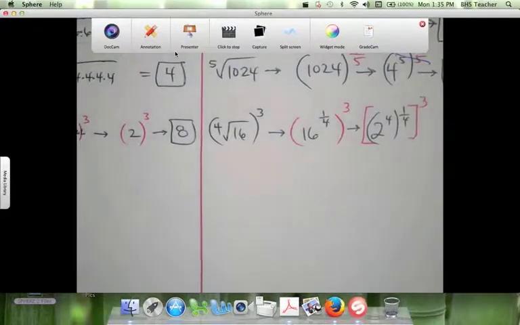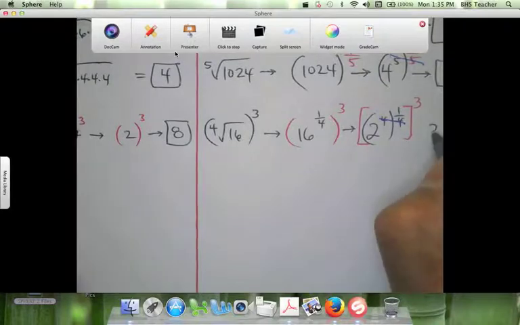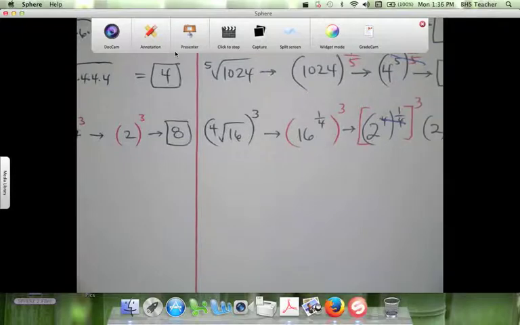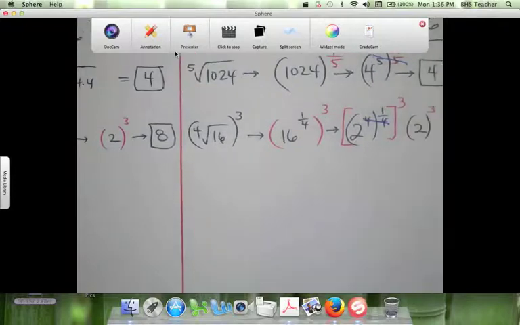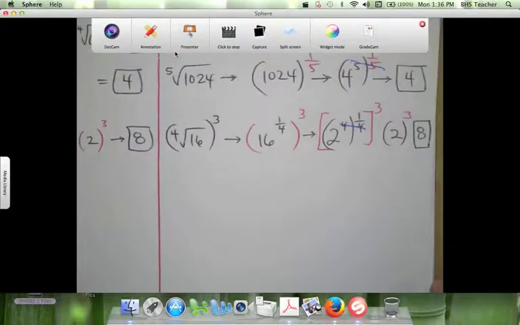Now this seems a little more confusing, but the 4's will cancel. The only thing left is a 2. And then to the power of 3. And you get 8. You get the same answer. But you have to show your work this way. This way I know that you understand it and you're not just punching it in the calculator. You have to show me the work this way.